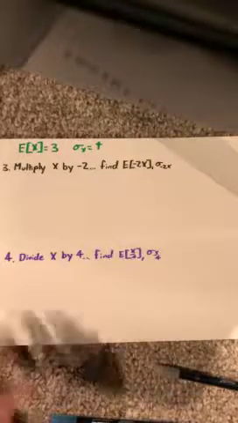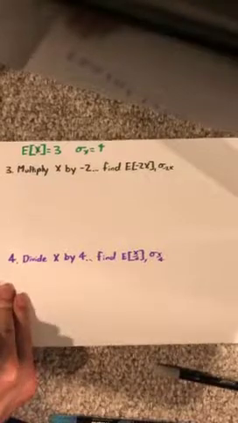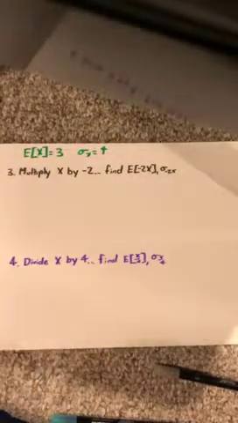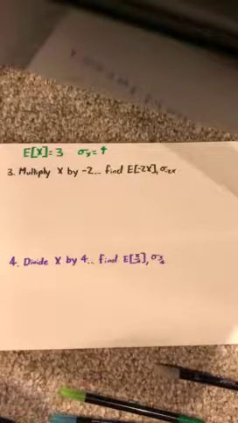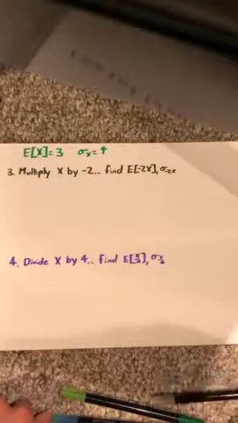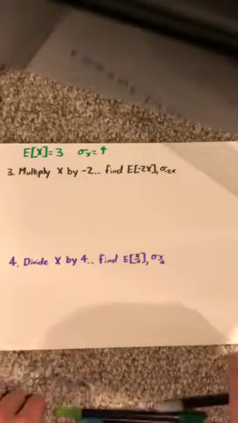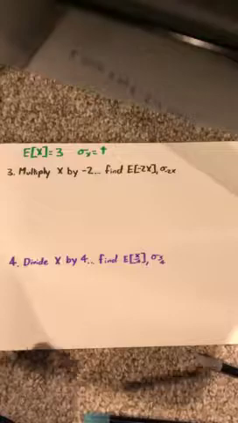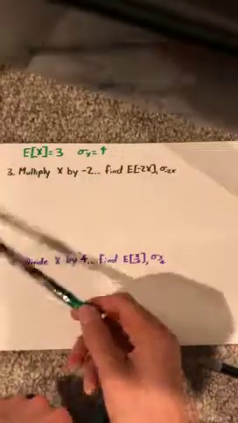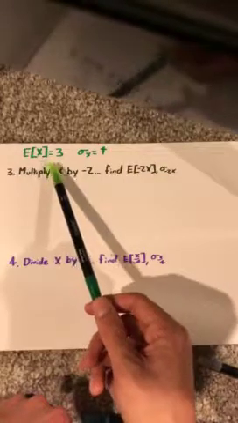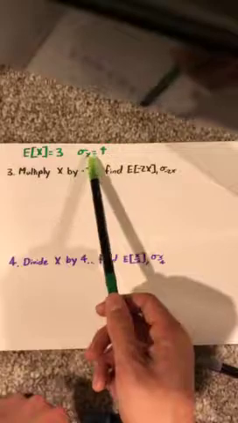Alright, so we are going to be working on multiplying a random variable by a constant. If you watch the other two videos on addition and subtraction, we already did that, so if you haven't, I would recommend doing that if you're not certain how those work. But for this one, we're going to multiply our x by -2. We are given that E of x, our expected value of x, is 3, and our standard deviation of x is 4.